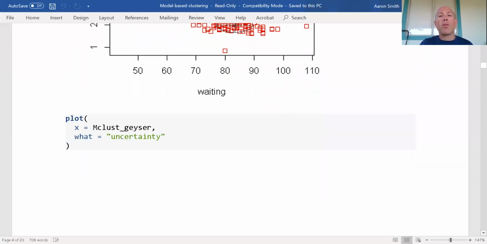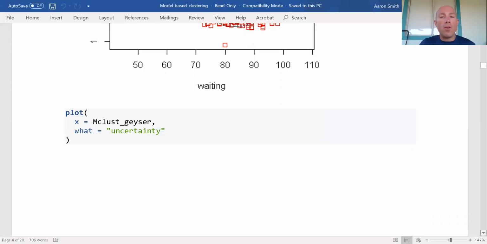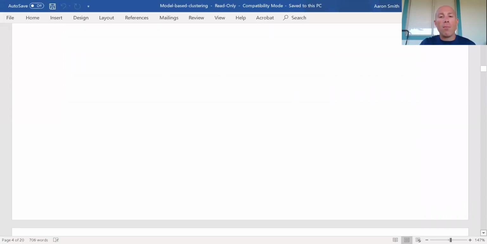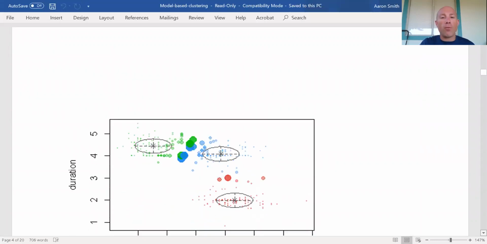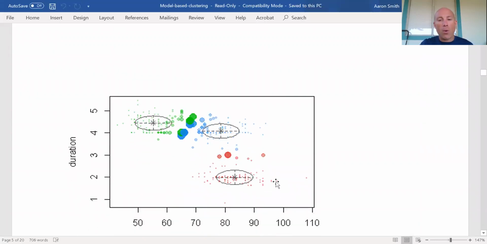All right, the next one is going to look at uncertainty. What this is going to do is give me an idea of how confident the model is for each individual point. So I can see that if it's a very, very tiny point, I have a high level of certainty that that point is with the correct distribution. This is under the assumption that we have the correct 3.